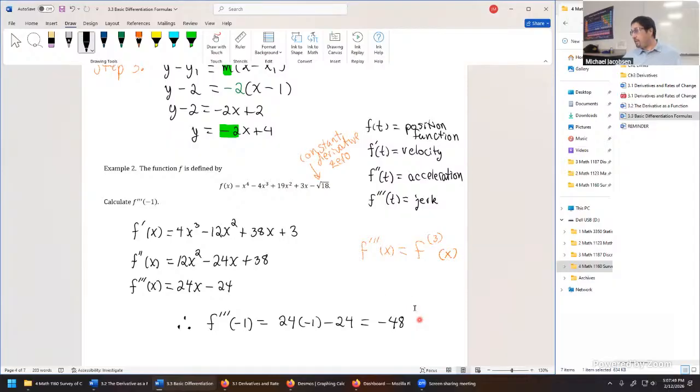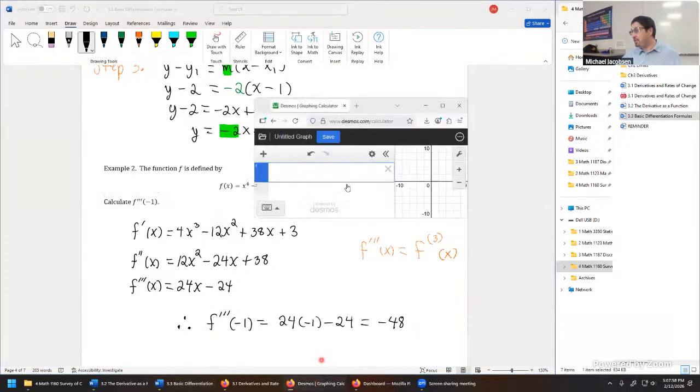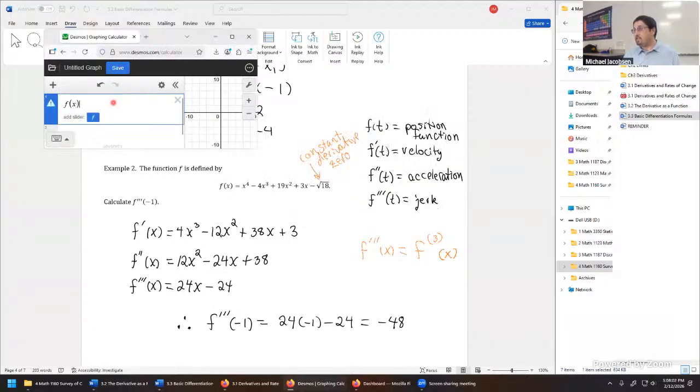Okay, so the fact that we got to negative 48 tells us this function is pretty erratic if we were to look at its graph. Let's take a look at it just for the sake of the fun of it. It's f of x equals x power 4 minus 4x cubed plus 3x minus square root 18. So I've got the function in now.